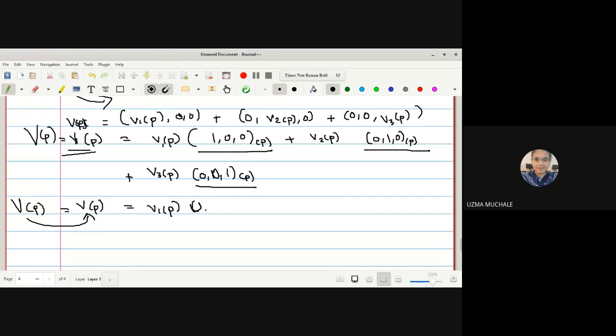So V1 at a point P, if I have taken it outside, what is the value of this one, this and this? Do you all know? It is U1 at point P. What is U1? It is the unit vector going in the x direction. Plus V2 of P as it is. What is 0, 1, 0? This is the unit vector going in the y direction. Plus V3 of P as it is. Next, what is the resultant? This is U3 at a point P, because it is the unit vector going in the z direction. Are you getting me? Any doubt for this one?